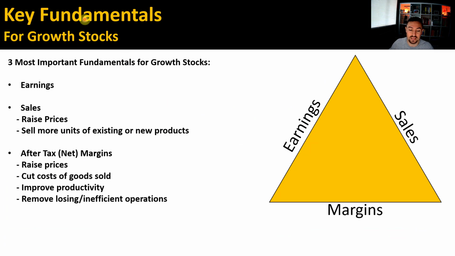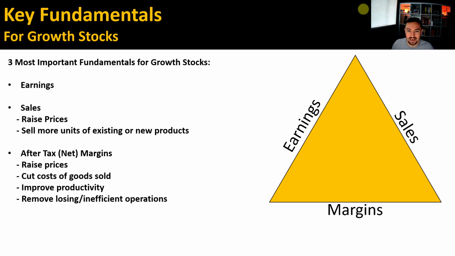So what are the three things that I really focus on? I would also add estimates to this if I was to chuck in a fourth. But the three most important fundamentals for growth stocks are earnings, sales, and after-tax net margins. How can a company increase their sales? Well, they can raise prices, which then also feeds into the earnings, or sell more units of existing or new products. For margins, they could raise prices, cut cost of goods sold, improve productivity, or remove losing, inefficient operations.